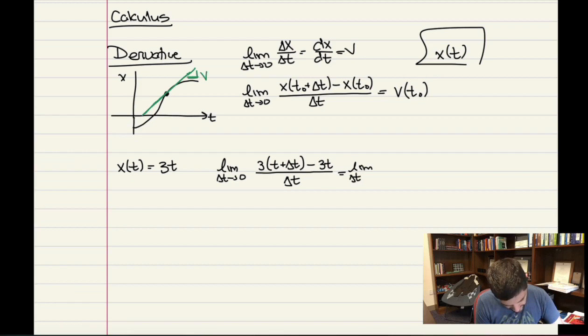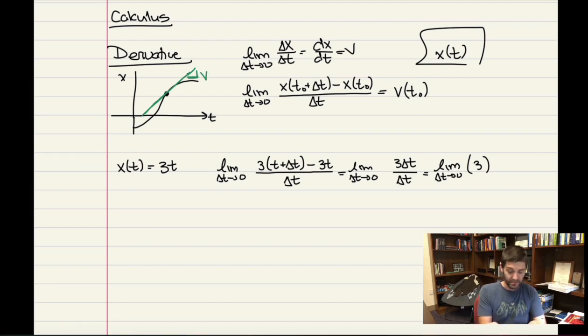I'll rewrite the limit. But now I'm just going to simplify, so I can multiply the 3 inside. There's the 3t that cancels with the other 3t. This ends up just being 3 delta t divided by delta t. It ends up just being the limit as delta t gets really small of the number 3. But it's just the number 3, so as I change delta t and make it bigger or smaller, that doesn't change the answer, so this is just equal to 3. So in this case, yes, it indeed appears that the derivative, as defined by the limit here, is just 3, as expected.